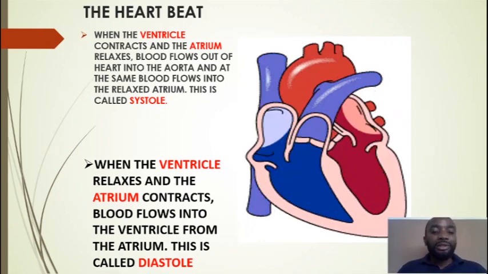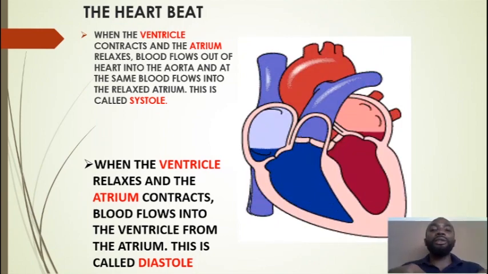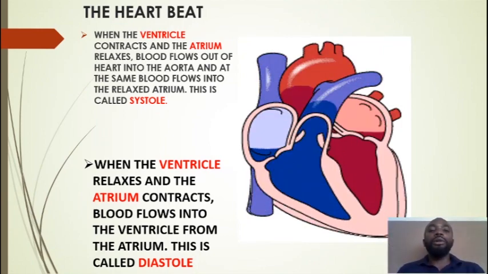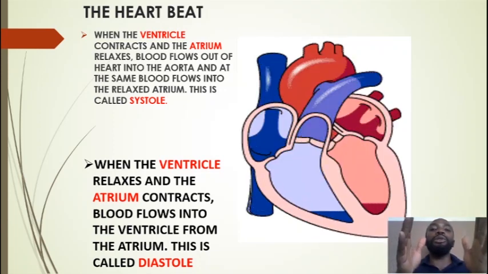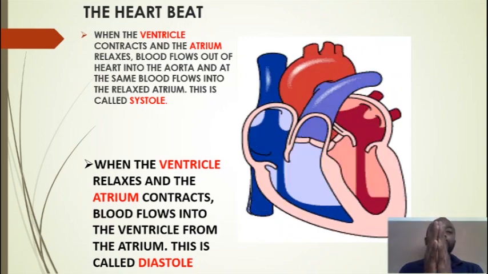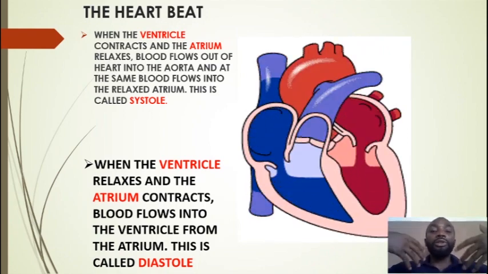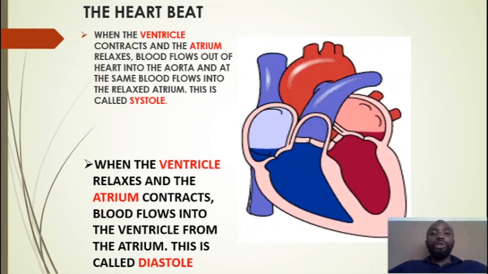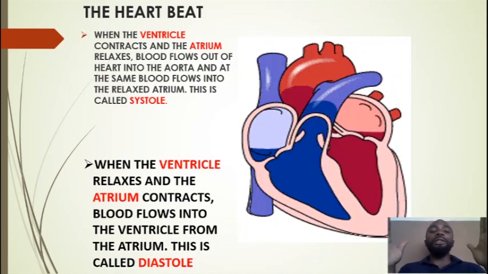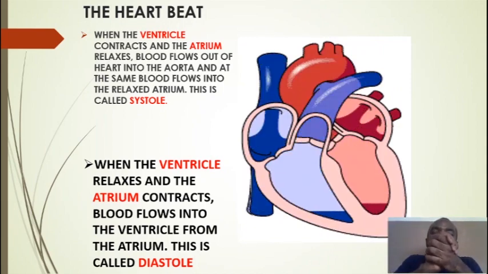Now in diastole, blood flows from the atria to the ventricle, and at this point the atria must be what? It must have contracted, and then the ventricle will do what? Relax to receive what? To receive blood. So relaxing means like expanding, so it will relax and receive blood. Then the atria will contract, just like squeezing, pressing.